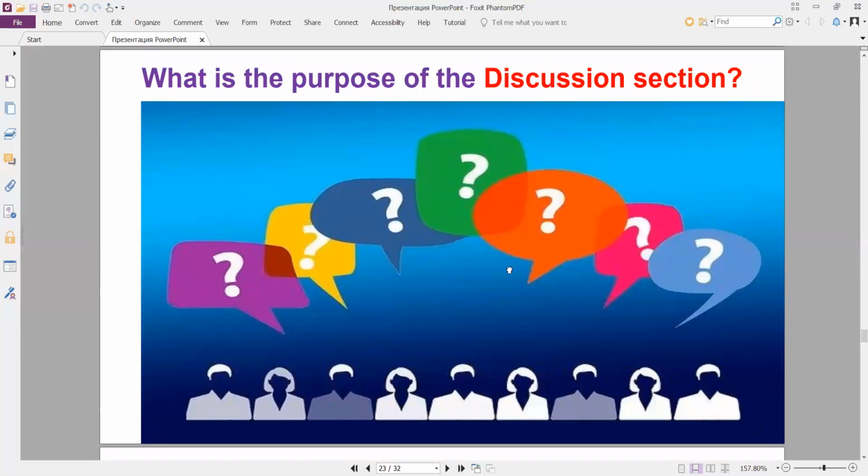Now, what is the purpose of the discussion section? So you have heard a lot about this section of the research article.